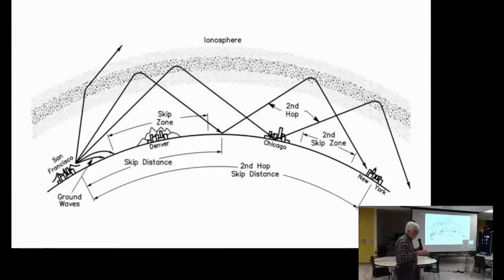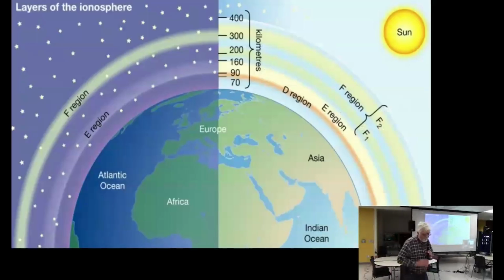And because of the fact that things sort of spread out when they do that, you get a bigger area that's covered in the second hop, but it's also a lot weaker. So there's a trade-off. Okay, this is a diagram. This is going to be important later on. The D region, the D layer and the E layer start somewhere between 50 and 70 kilometers above the surface of the Earth. The D layer goes up around 90.